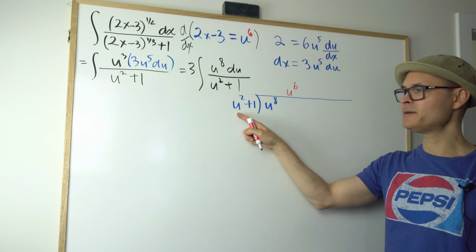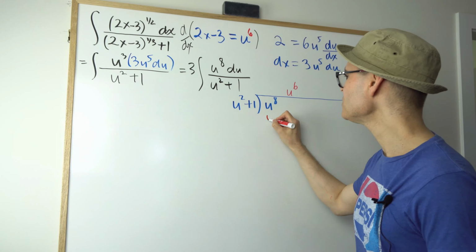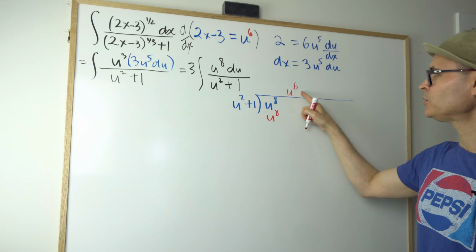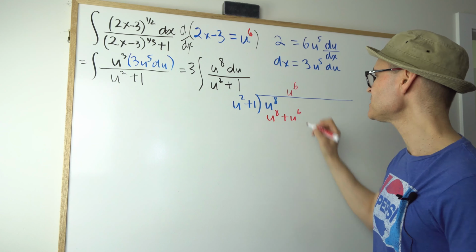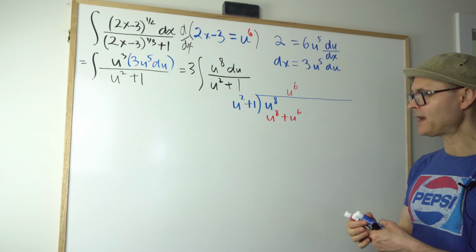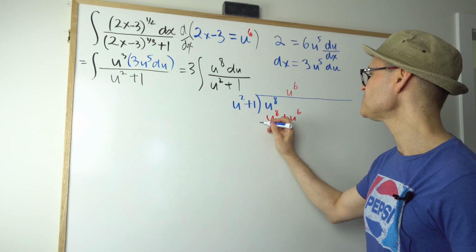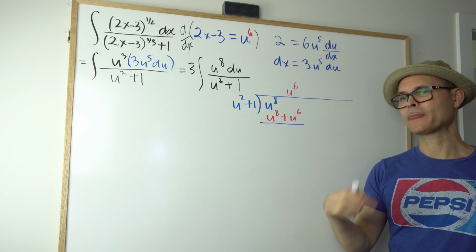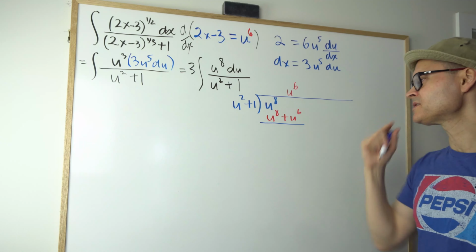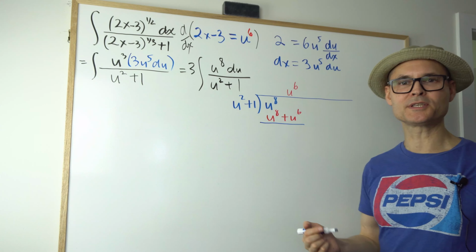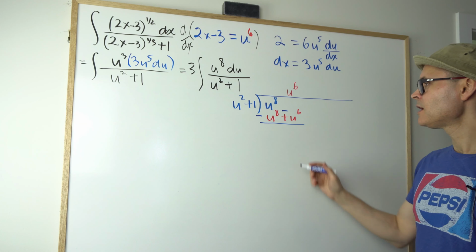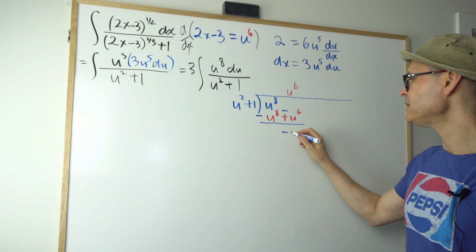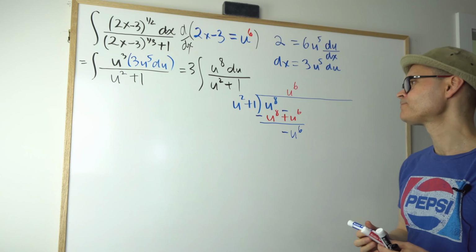Because u to the 6 times u to the 2 is u to the 8. So u to the 8, and I have to multiply that also by the 1. So that's going to be plus u to the 6. And don't forget that division is just subtracting multiples of the divisor until what you have left over is smaller than the divisor itself. So I'm going to do a subtraction here. And then when I do that, I end up getting a negative u to the 6.